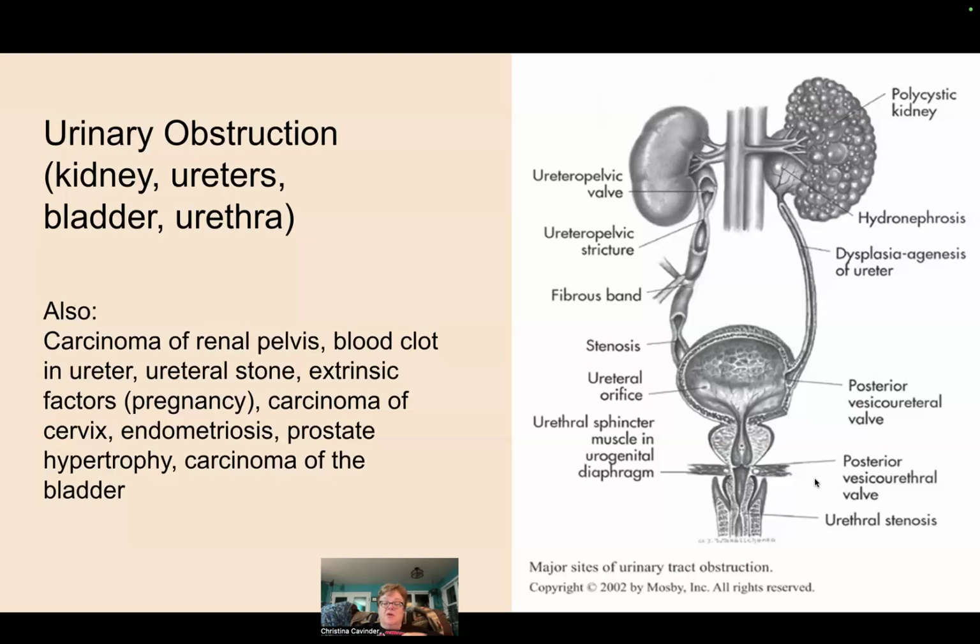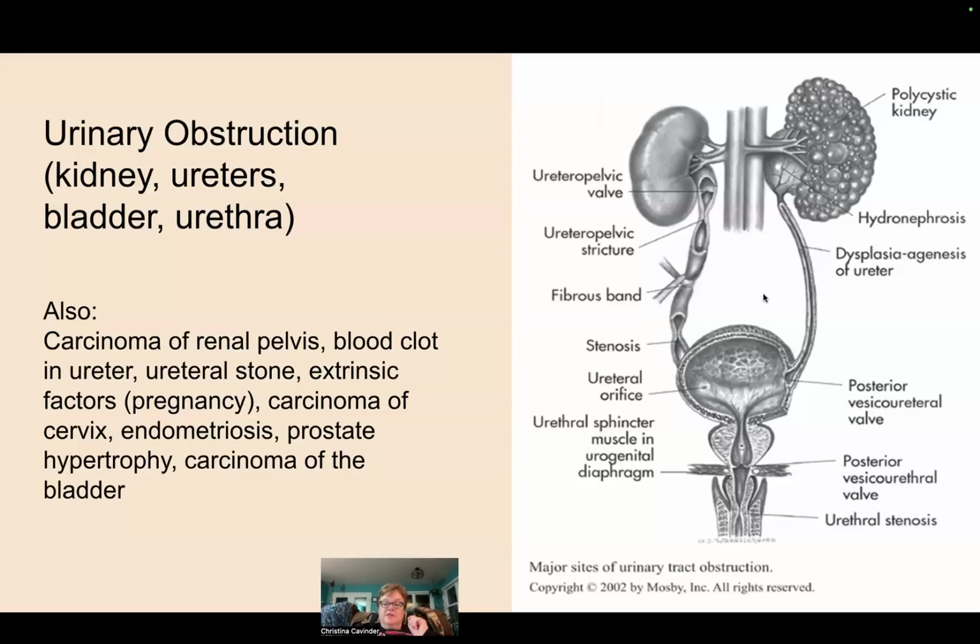Some other things: carcinoma of the renal pelvis. So you could have a tumor in here. A blood clot in the ureters also will block urine. Intrinsic factors like pregnancy, sometimes the baby is sitting right on top of one of your ureters and it's not draining down and it's causing hydronephrosis. It's quite common in women who are pregnant that sometimes that happens where you have that blockage, and once you have the baby, it gets better. The problem is it can cause kidney damage. It can also cause kidney stones to form if it's not draining properly, so they are at risk for that.